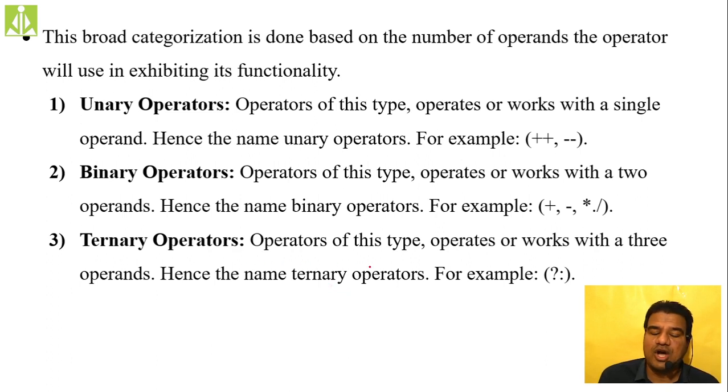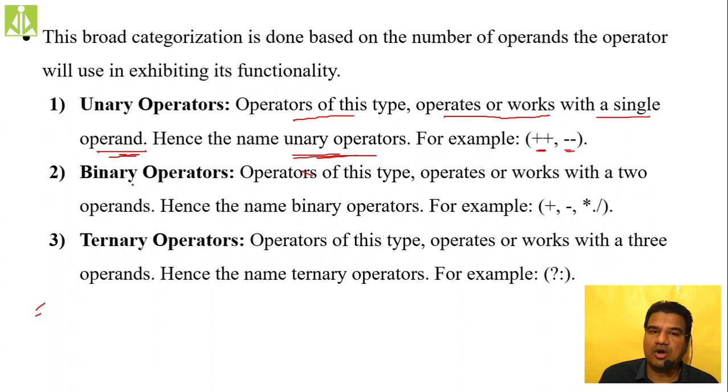See the unary operator. Operators of this type operate or work with a single operand. If you are taking only one operand, then the operator category becomes unary operator. So the name is unary operator. Examples are the increment and decrement operators. We call them the increment operator and the decrement operator. Very soon you will understand this.